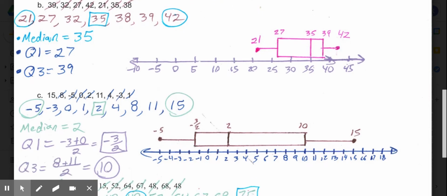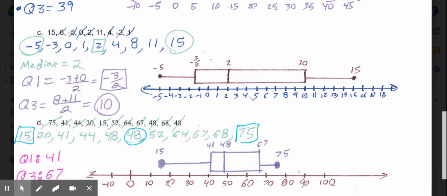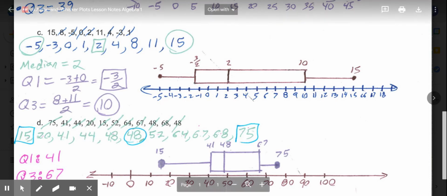And then C. It doesn't matter if we have some negative numbers, we still want to write our list least to greatest. So I took my list and wrote it out least to greatest: -5, -3, 0, 1, 2, 4, 8, 11, 15. So now I know my whiskers, -5 and 15.